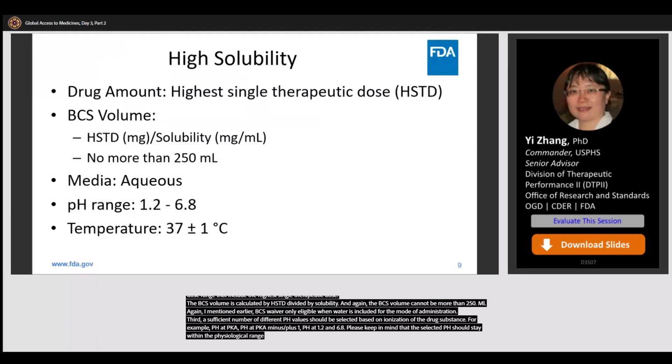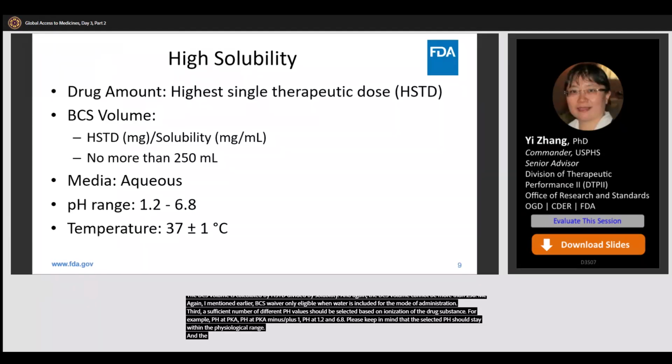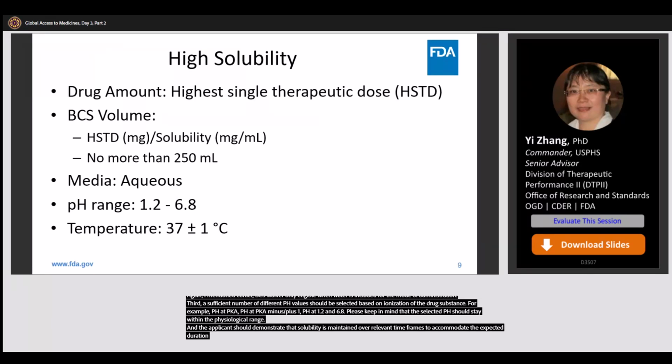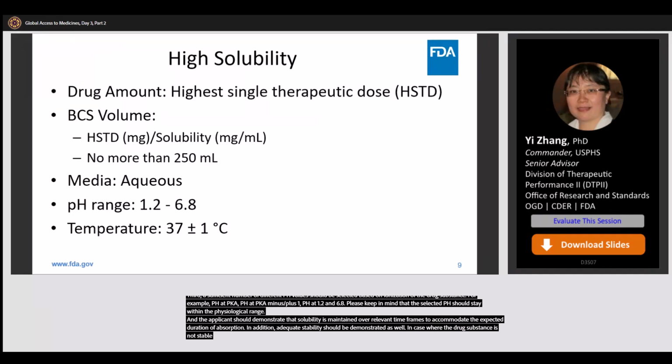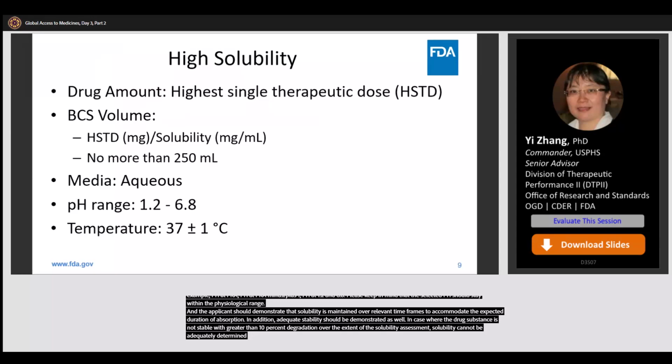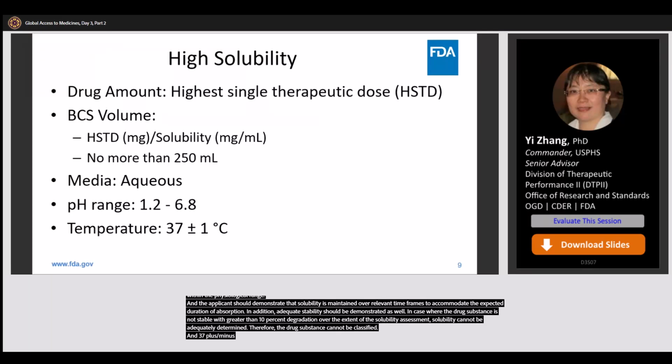And the applicant should demonstrate that solubility is maintained over relevant time frames to accommodate the expected duration of absorption. In addition, adequate stability should be demonstrated as well. In case the drug substance is not stable, with greater than 10% degradation over the extent of the solubility assessment, solubility cannot be adequately determined, therefore the drug substance cannot be classified. And 37 plus/minus 1 degree Celsius is the temperature the solubility study should be run at.